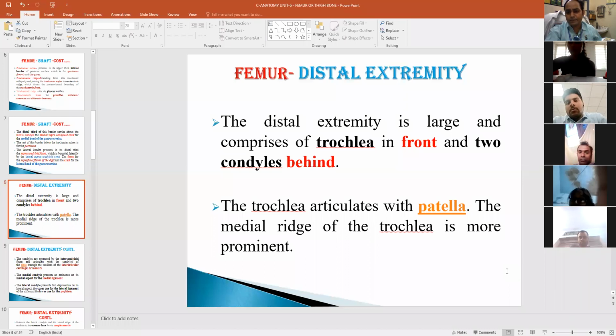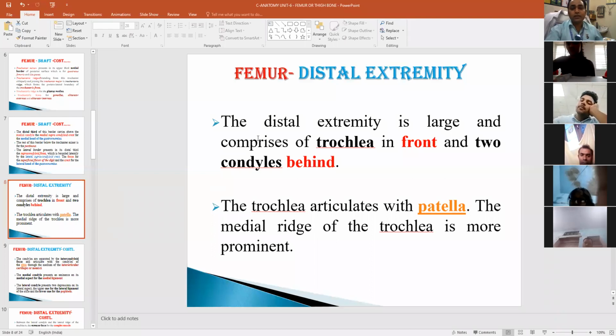Sir, femoropatellar articulation. Exactly right. And when the condyle comes in contact with the tibia and fibula, this joint is called... Femoropatellar. When the condyle of the femur comes in contact with the tibia and fibula, yes sir, femorotibial articulation. So these two joints combined are called the stifle joint.